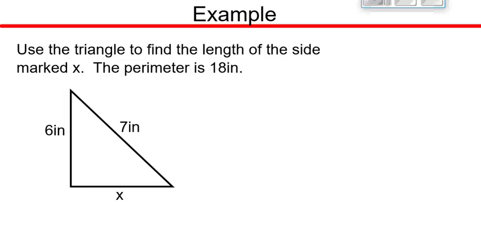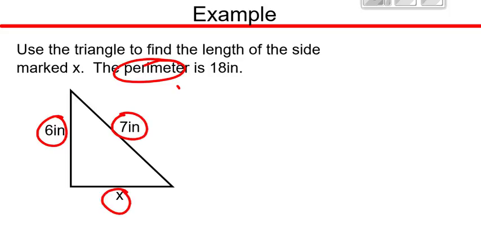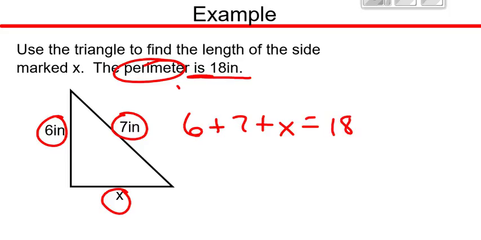All right, so we have a perimeter problem here. These are the easy ones. Perimeter means I have to add up all the sides. So if I add this one plus this one plus this one, the problem says that I have to add up to 18 inches. That's my total. So I have 6 plus 7 plus x equals 18.